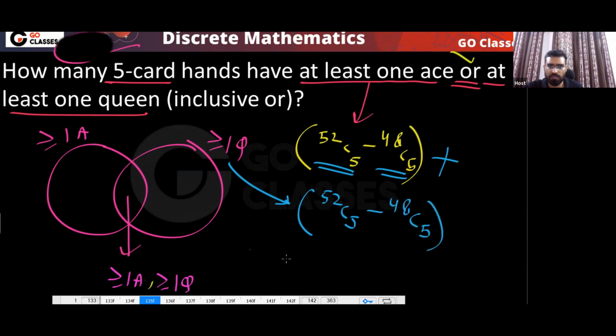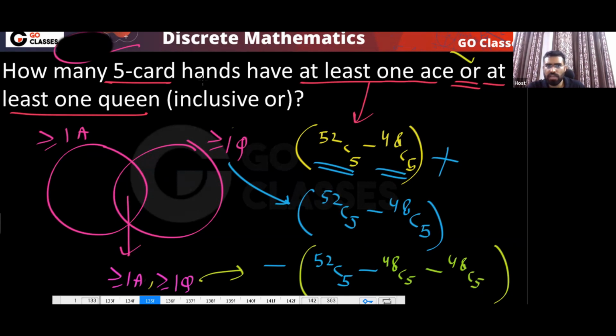When you don't have a queen, this will be minus. So it will be total minus when there is no ace, you remove. When there is no queen, you remove. So from total, you are removing when there is no ace, and you are removing when there is no queen. What else should I do?